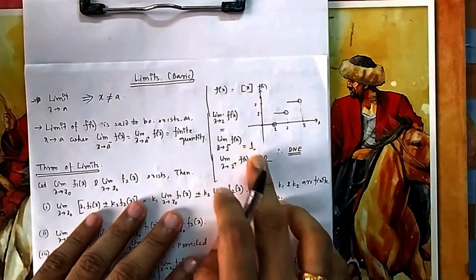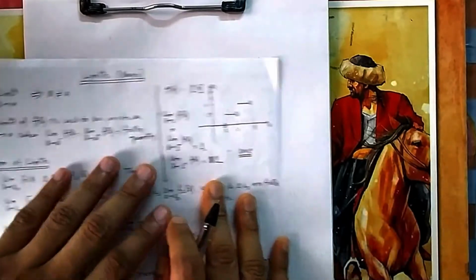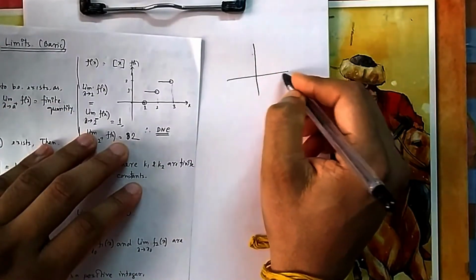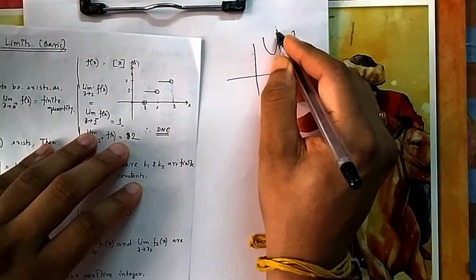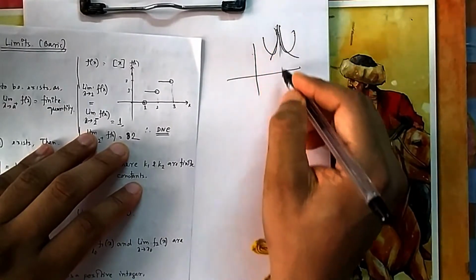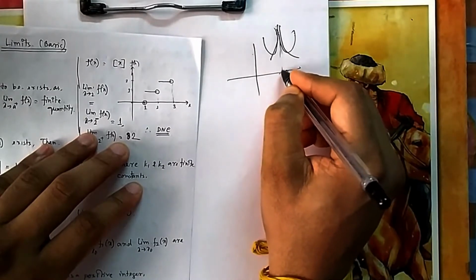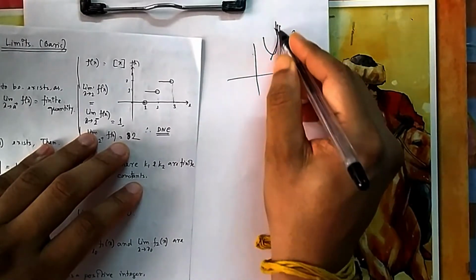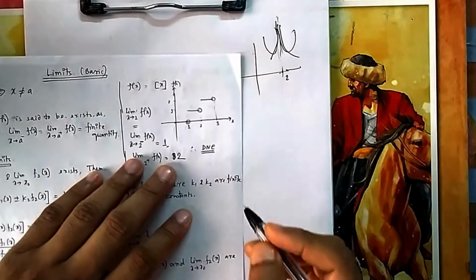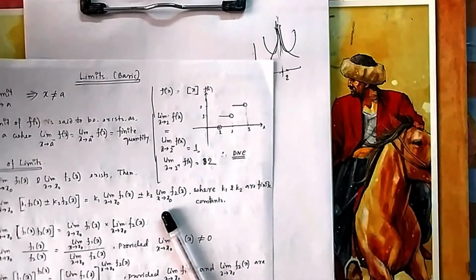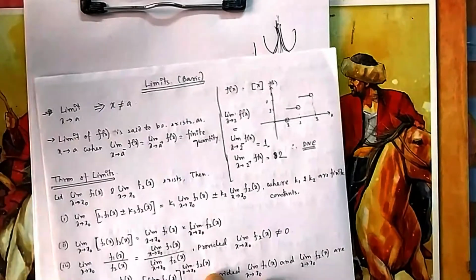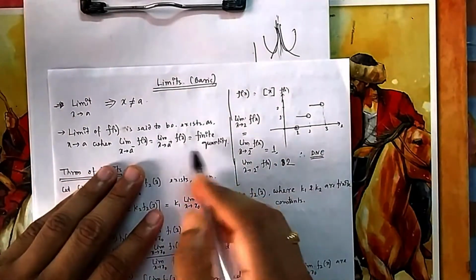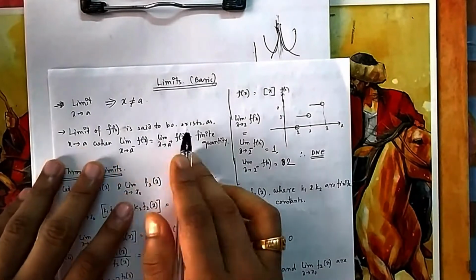And it should be finite also. Both should be equal and finite. You may have some situation like this. Suppose we have a curve of this fashion, where at x equal to 2, from 2 minus, 1.99, it is going to infinity, and at 2 plus also it is going to infinity. That is also not allowed, because the limit should give me some exact value. It should be a finite value. It should not be that both are giving me infinity. If it is finite and they are equal, then we say the limit exists.